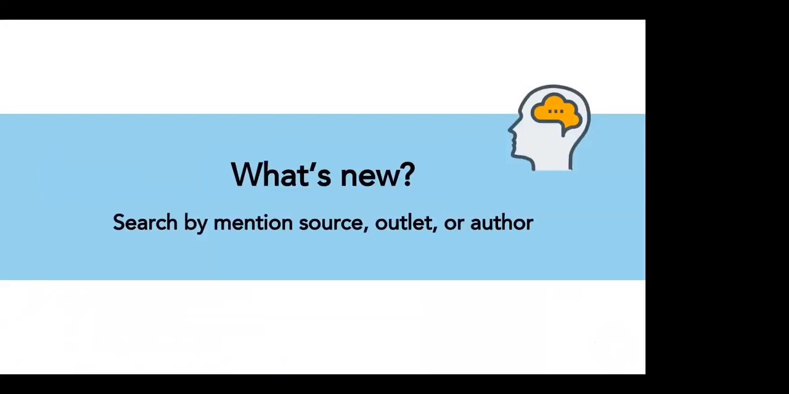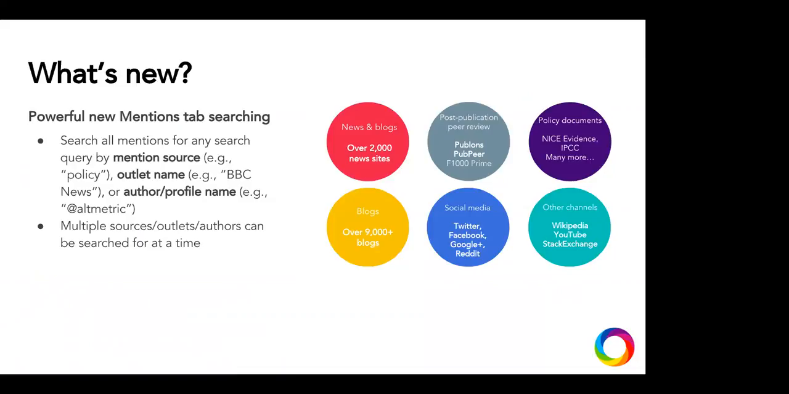Searching by mention, source, outlet, or author is a really powerful bit of functionality that we've just added. So you'll hopefully be aware that Altmetric tracks thousands of sources, certainly thousands of news and blog sites, a lot of social media, so Twitter, Facebook, Reddit, as well as other channels like Wikipedia, YouTube, Stack Exchange, some more academic forums like post-publication peer review sites, F1000 Prime, Mendeley, as well as policy sources. So we have a huge list of global policy sources where we pick up when they reference research.